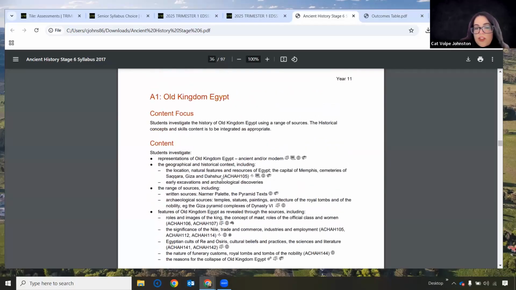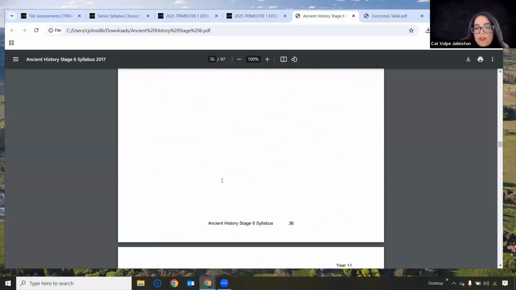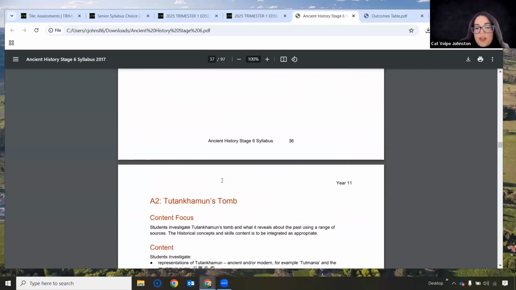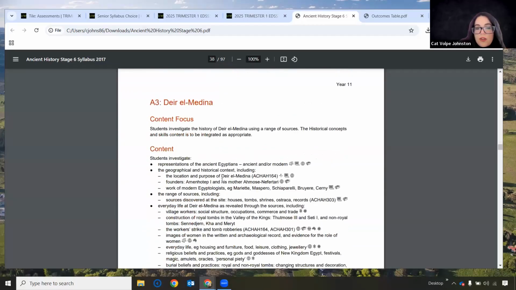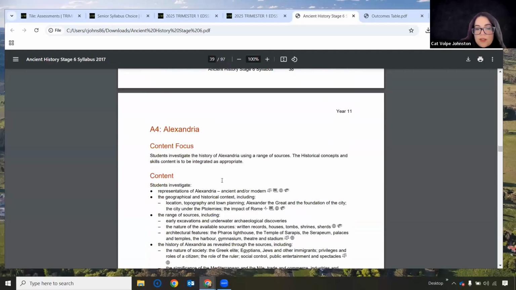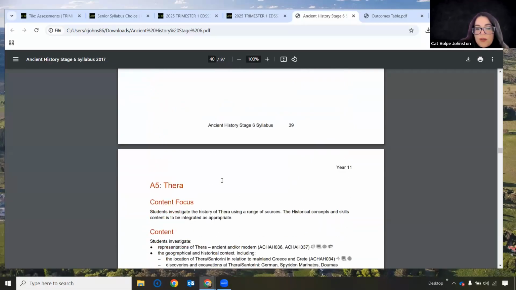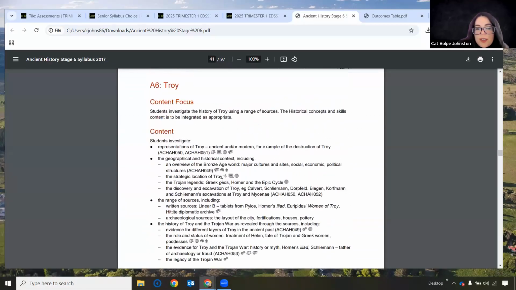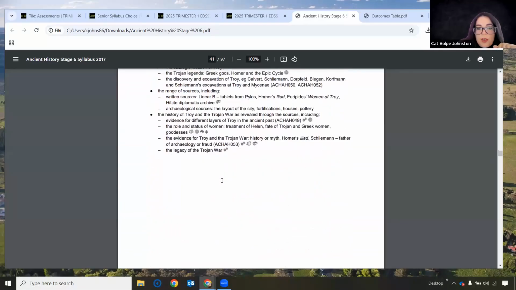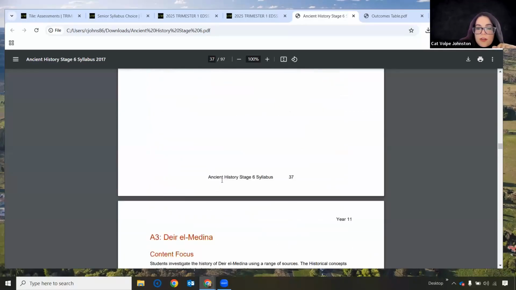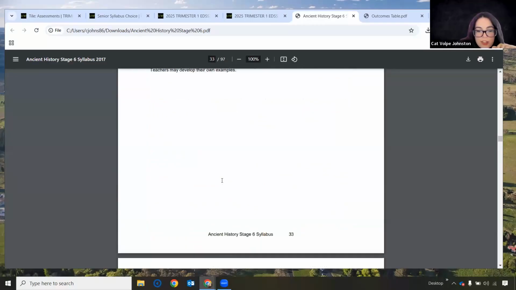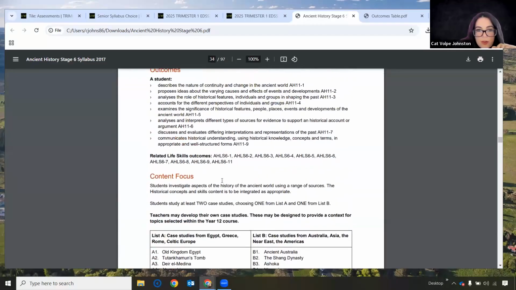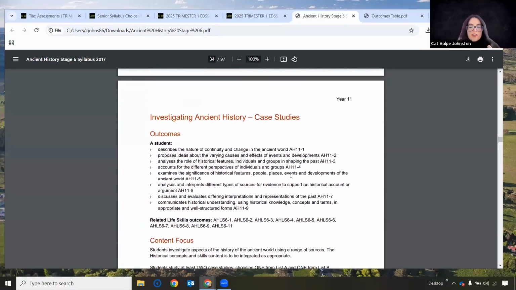So your question will be very general, so that you can ask a question in such a way that they could, again, answer it looking at Tut's Tomb, or any of these other subjects, any of these other topics, Troy, whatever. So let's just head back to that top section. Okay, so these are the case studies.